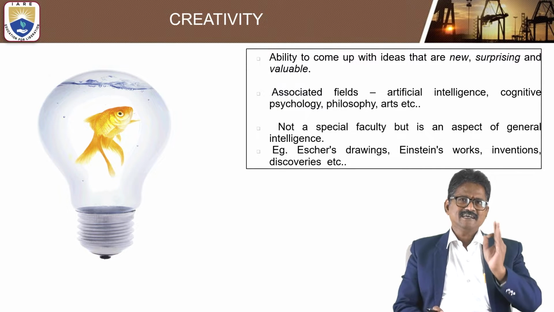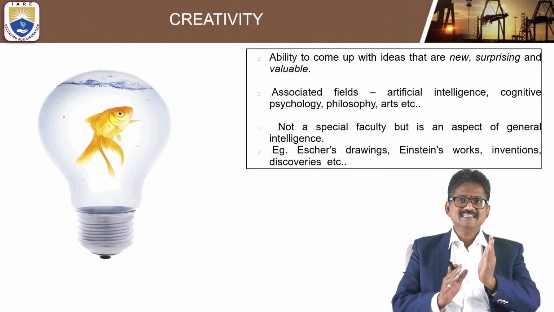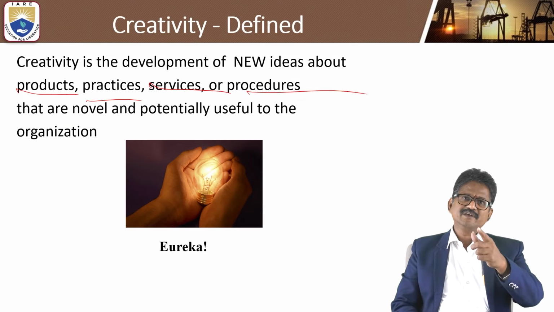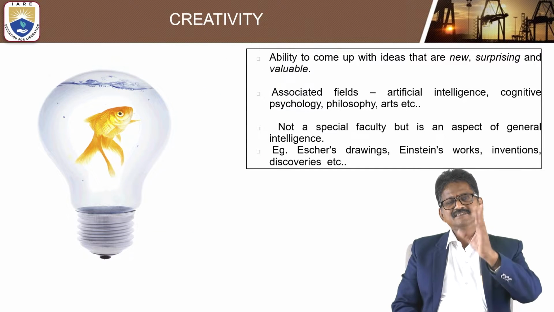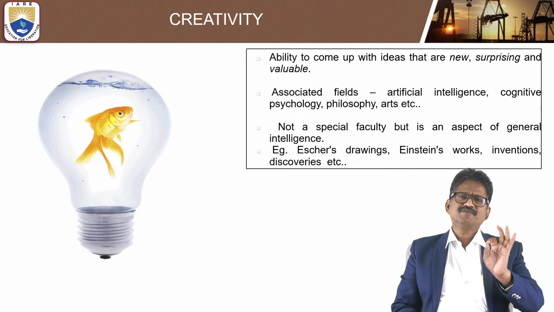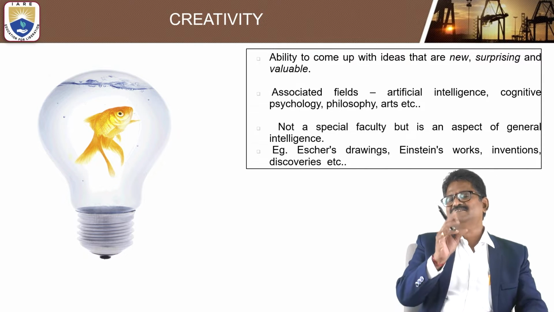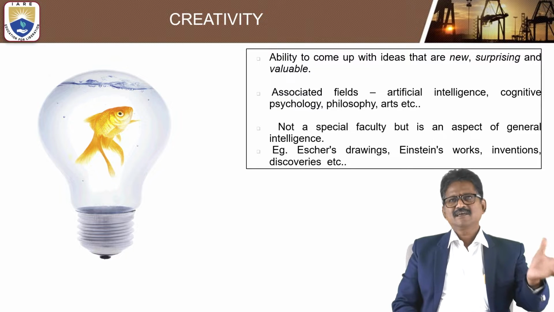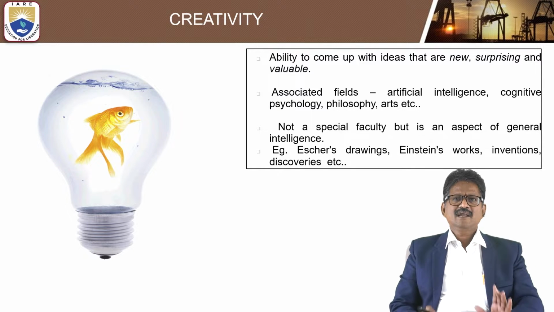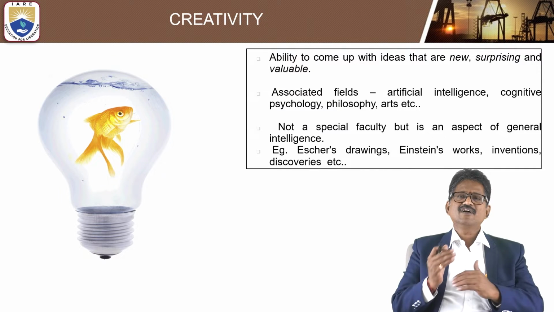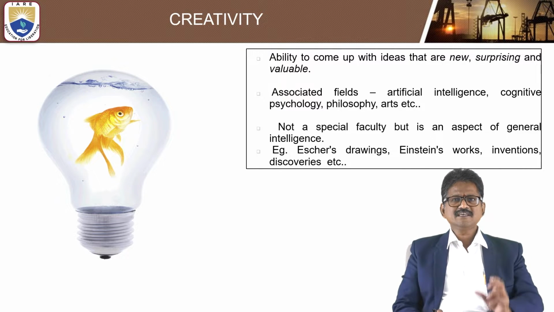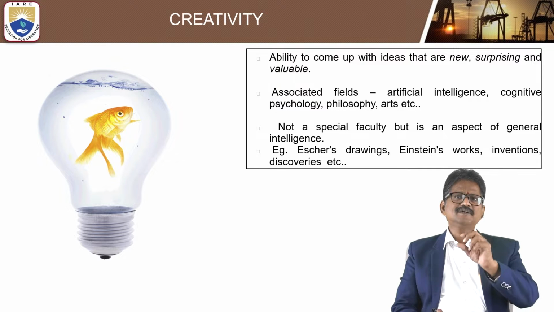So creativity means the ability to come up with ideas that are new or surprising and valuable. The previous bulb had only a filament. Now the filament is in the form of a fish. It is still a filament, but to attract the customer it is in a fish shape, and they can add some attractive cost that customers can adapt to. These are associated fields: artificial intelligence, cognitive psychology, philosophy, arts, and these are some creative basic fundamentals, not a special faculty, but an aspect of general intelligence.